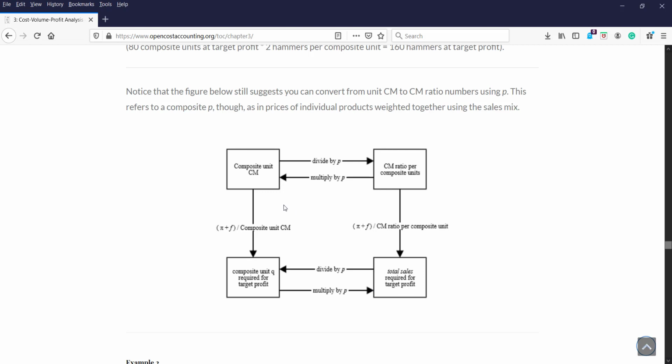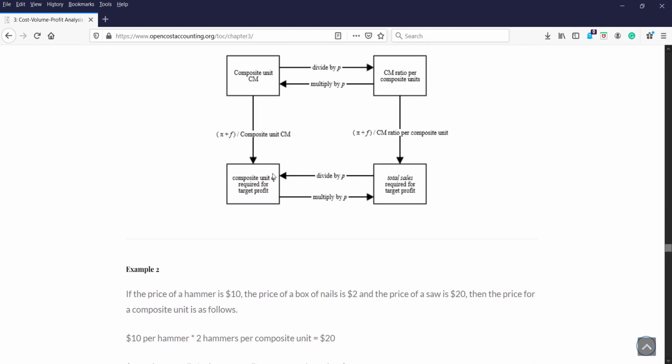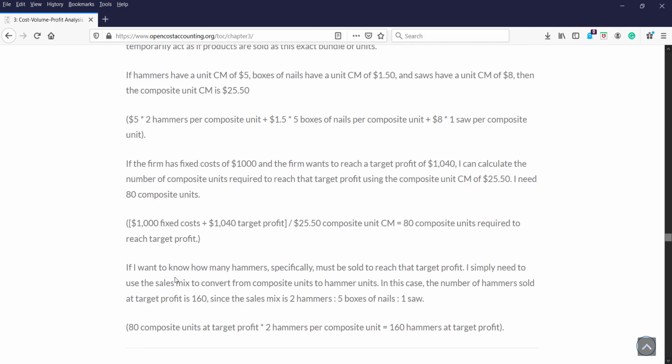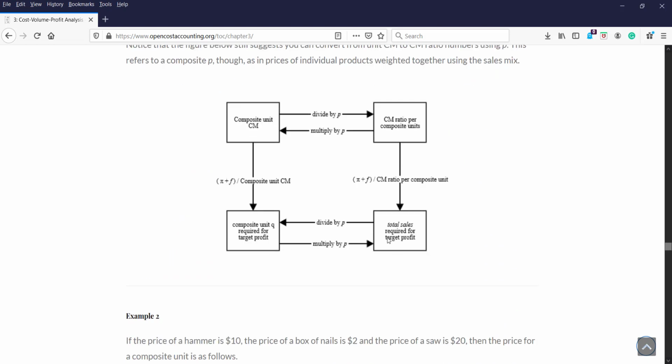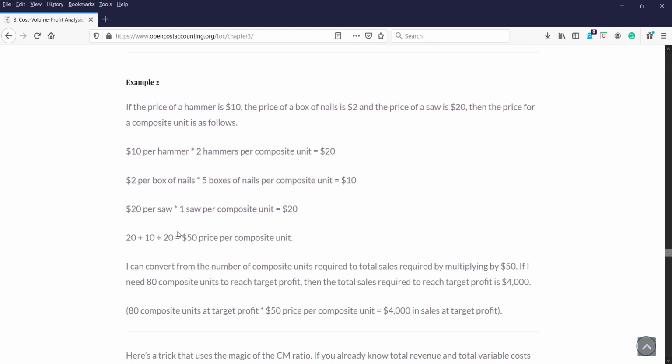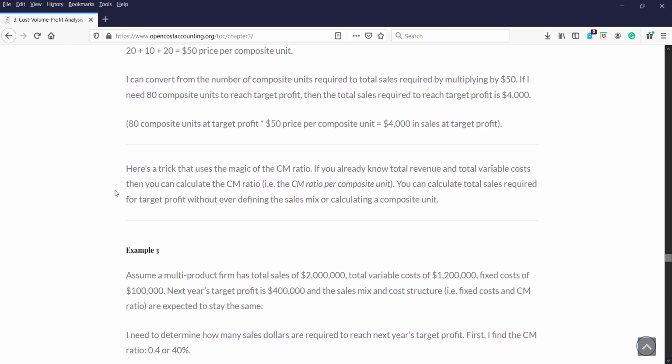So when I was walking you through it in my voice, I was saying, here's composite unit CM, divide that by P to get CM ratio, and then we could drive down to total sales required for target profit. What I did in the example here is I stayed here, which is the end result that I had in the first example, and then multiplied it by the price per composite unit right here. Per bundle, if it helps you think of it that way. Per bundle is a composite unit. Each bundle is a composite unit.